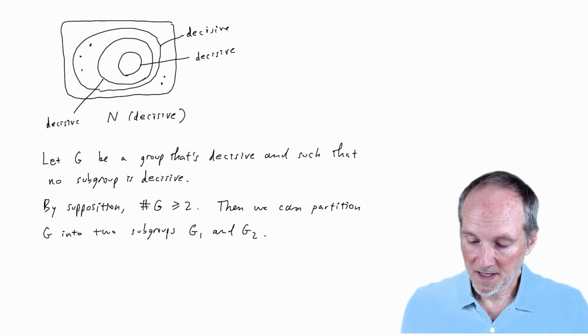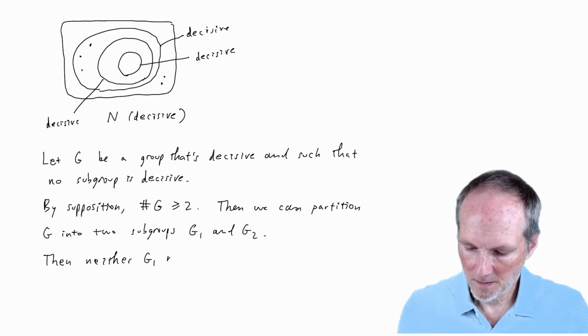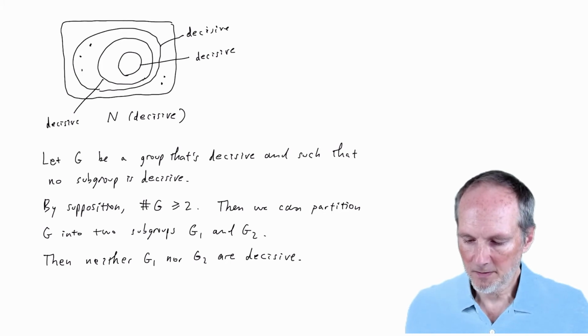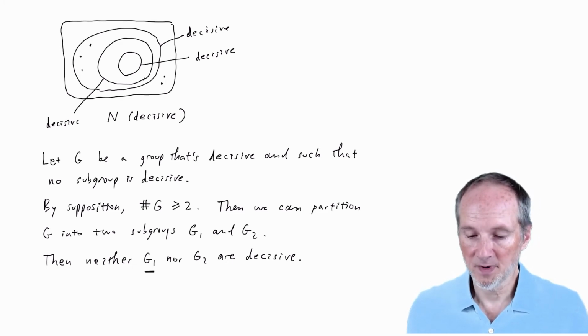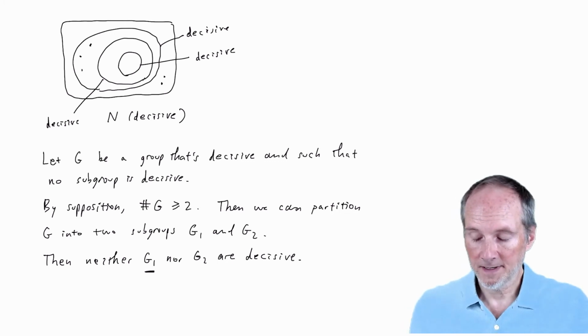Since no subgroup is decisive, that means that G1 is not decisive and G2 is not decisive. Okay, neither of these groups are decisive. All right. Now I'm going to focus on G1 next, but everything I say goes for G2 as well, right? I don't know anything more about G1 than I know about G2.